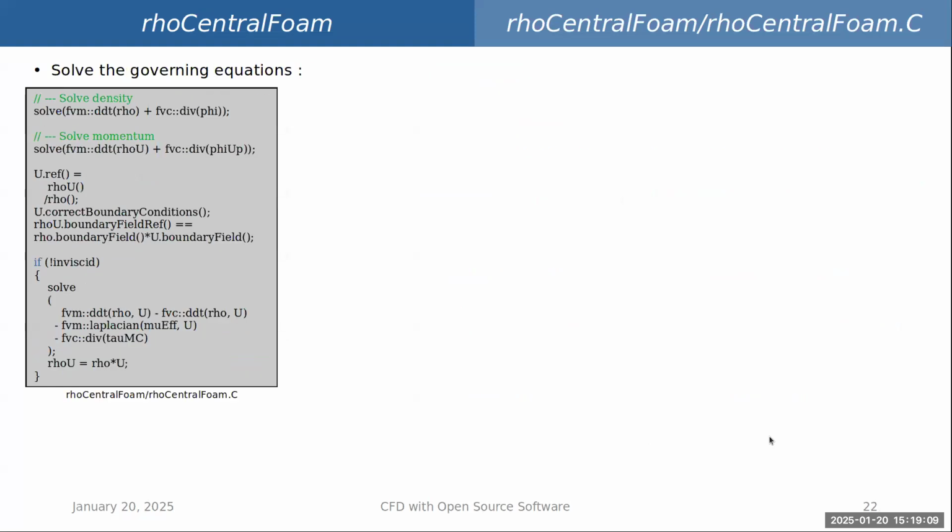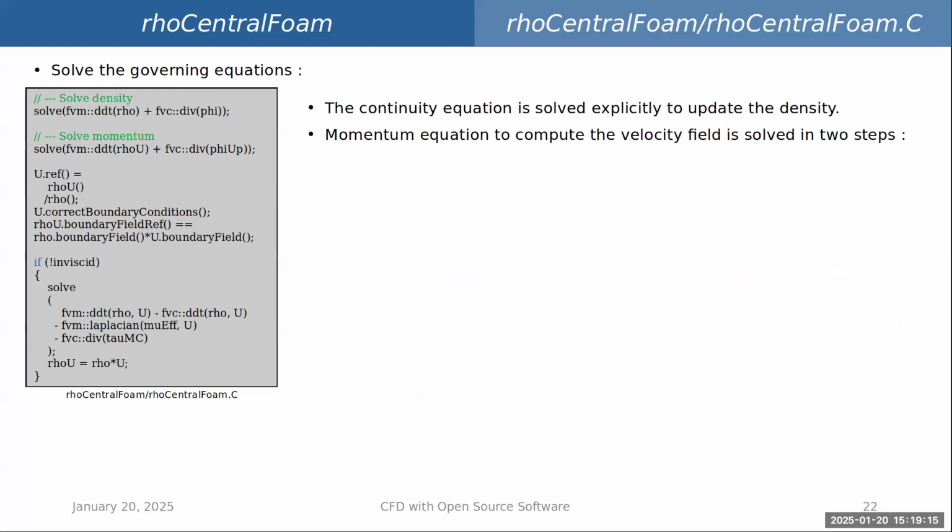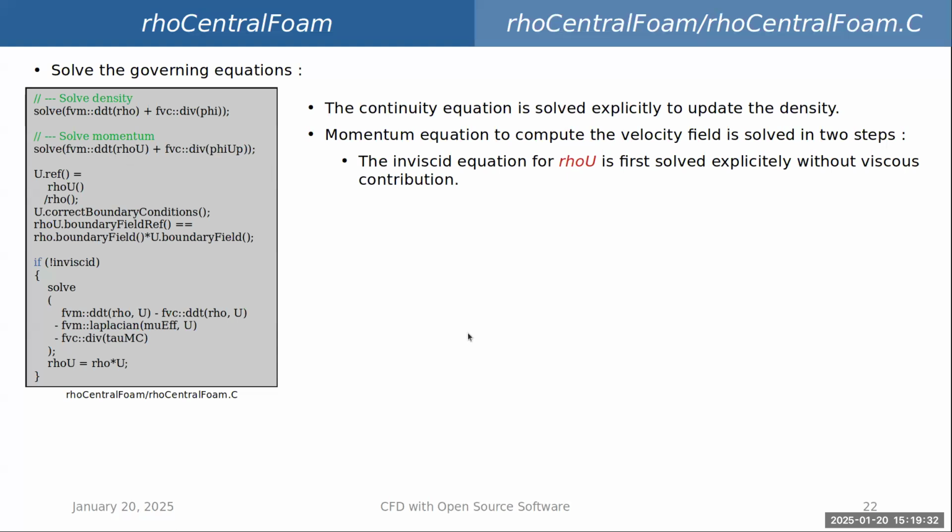And finally, we can solve the governing equations. First, the continuity equation is solved explicitly. Then the momentum equation is solved, but in two steps. We first solve the inviscid equation, so without the viscous term. That's the first line here. You can see that we only have the time derivative and the convective term.